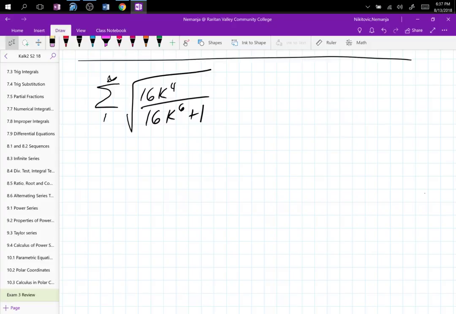So what are you left with? You're left with square root of k to the 4 over k to the 6. That's 1 over k squared, and then the square root kills the square, you get 1 over k. Oh, okay, that's what it is. And 1 over k, right? We'll do the problem in detail, but you got it.